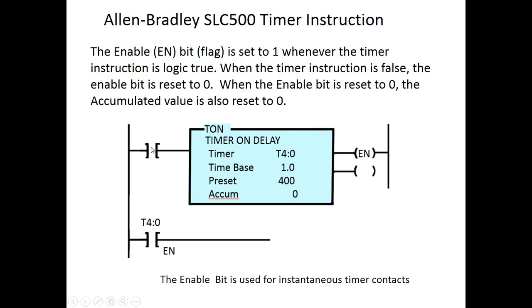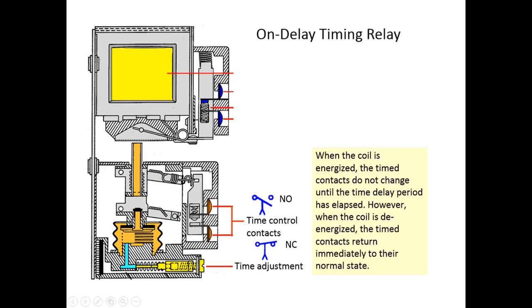The way that would work is if I energize the timer, this is equivalent to giving voltage to a pneumatic timer. Anytime this timer has voltage, the instantaneous contacts right here would close, because this is T40.EN, the enable bit, and this is timer T40. This timer has a time base of 1 and a preset of 400, so it's going to count for 400 seconds. Remember, after 400 seconds, this is still true. That stays true until the rung goes false.